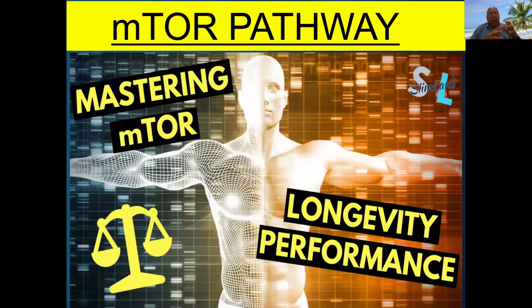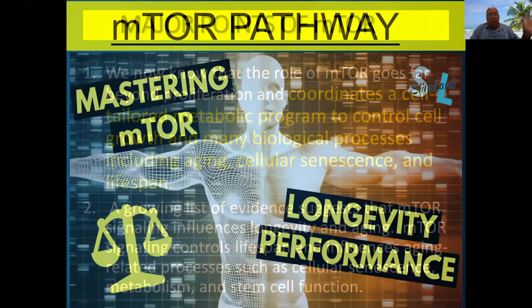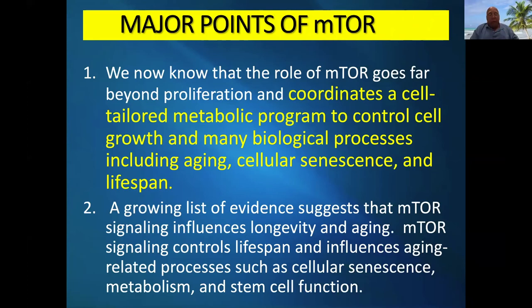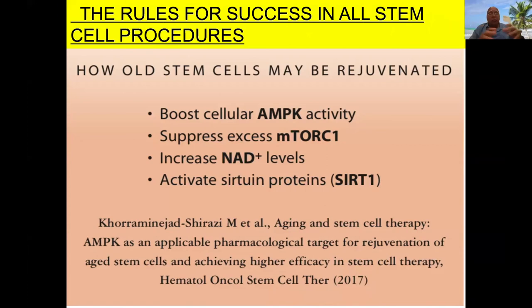Another pathway one should know about is the mTOR pathway. Again, I just mention these because it's something that you're going to see as time goes on. It's going to be in our orthopedic literature, in musculoskeletal regenerative medicine, et cetera. And basically, the rules for success in all stem cell procedures: you should boost your AMPK activity, suppress mTOR, increase NAD, importantly, and that's about it.